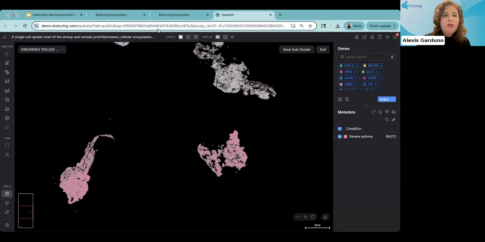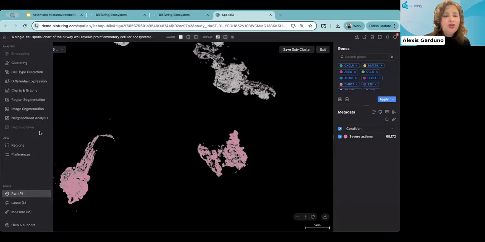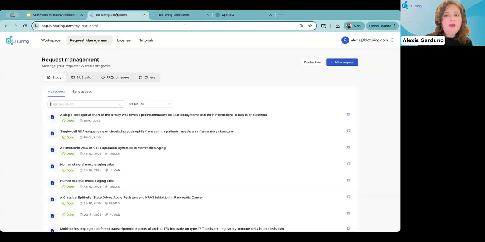If you're interested in running that function, you'll see that turned on when you upload any Visium or any bulk spatial data set. You would be able to run the deconvolution feature. It's currently turned off on my data set because it's not a bulk spatial data set, it's a Xenium data set. Okay.